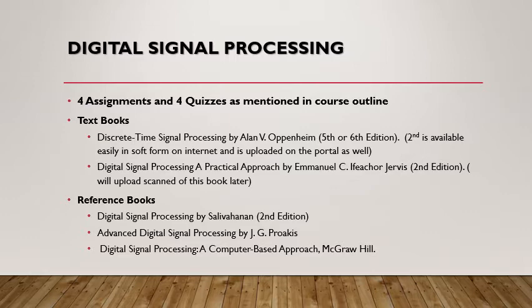And here I'm going to tell you about the course books. These are your 2 textbooks. One is Discrete Time Signal Processing by Alan V. Oppenheim. The preferred edition is 5th or 6th. However, if the 2nd is available, you can use that one. The contents are almost the same. The only difference is that the page numbers are different in new editions. So this is the same book from the same author.